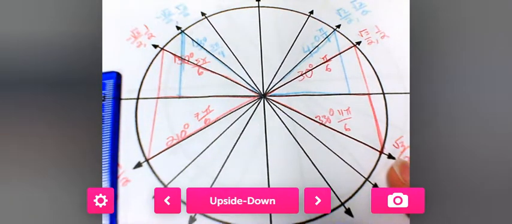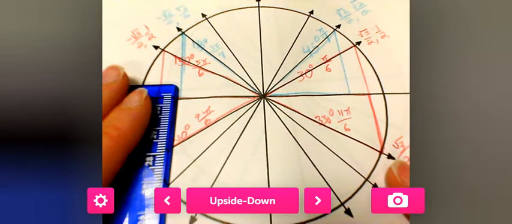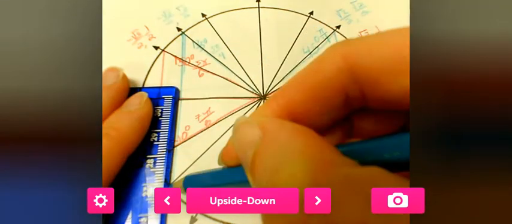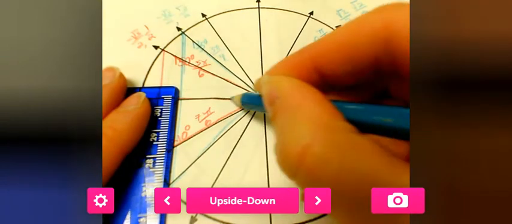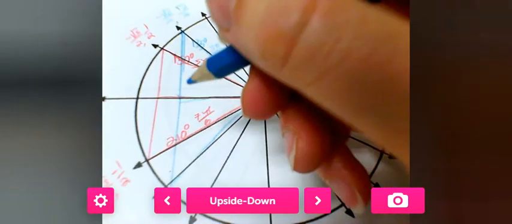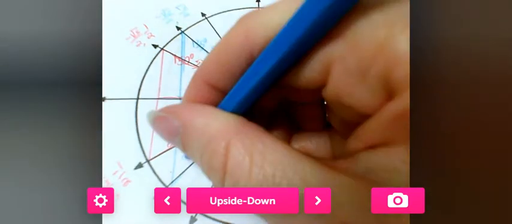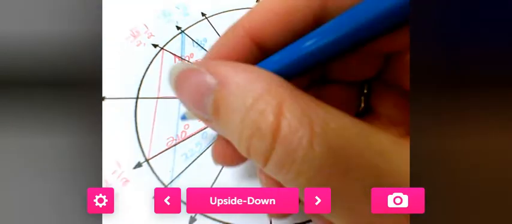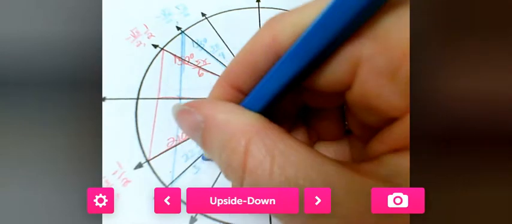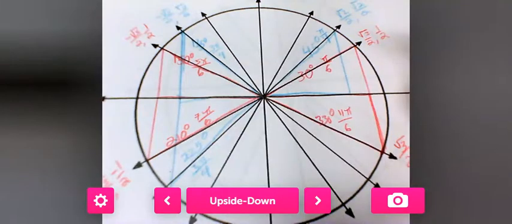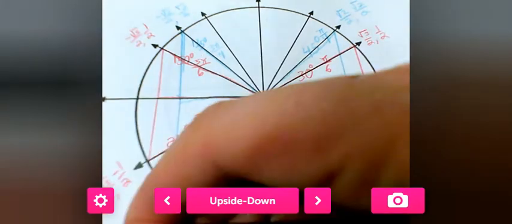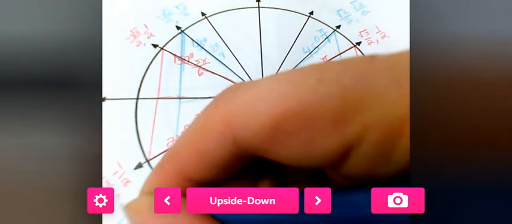Now I'm going to reflect it over the x-axis. And I get this right here. And this is 225 degrees. And it is 5 pi over 4 is my radian. And its point right here is negative square root 2 over 2 and negative square root 2 over 2.